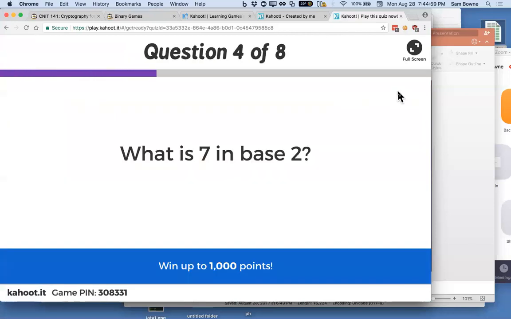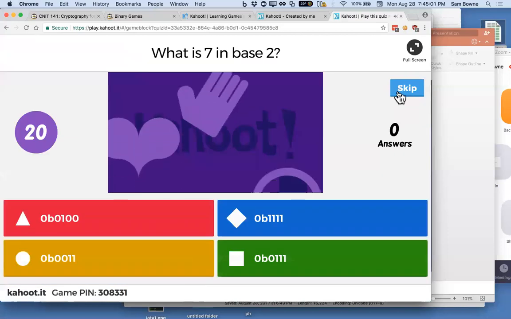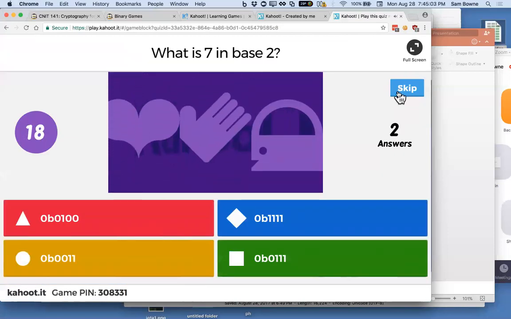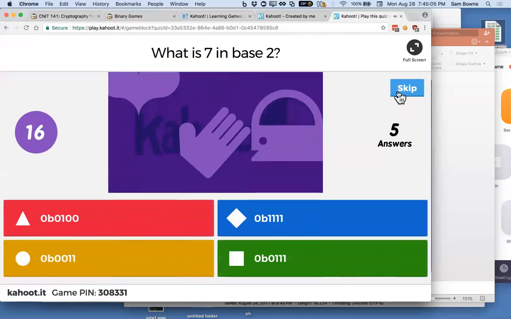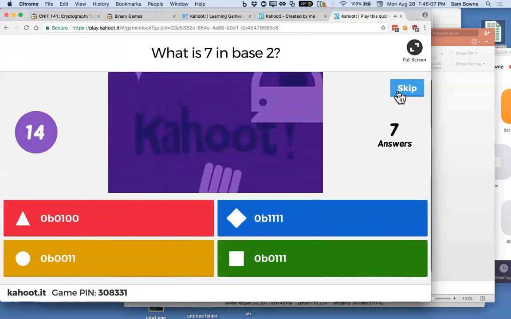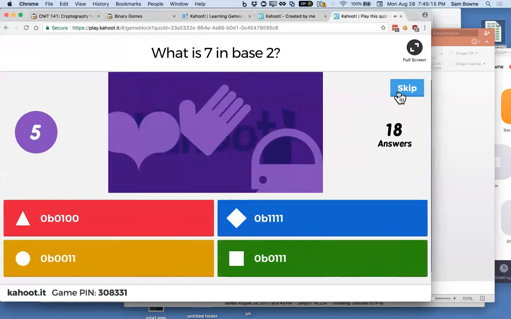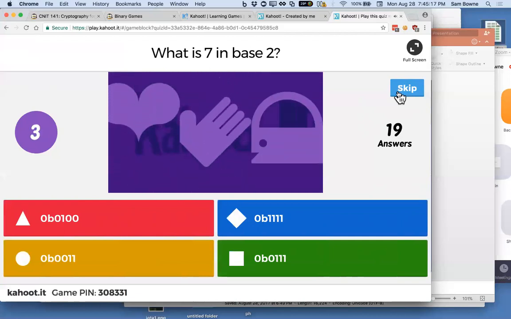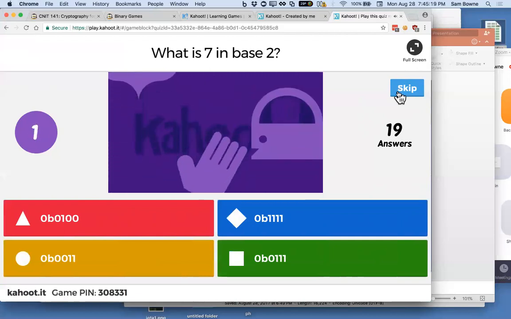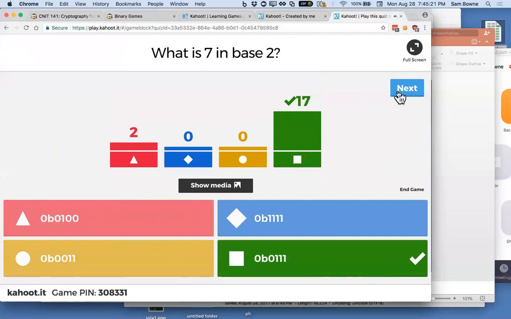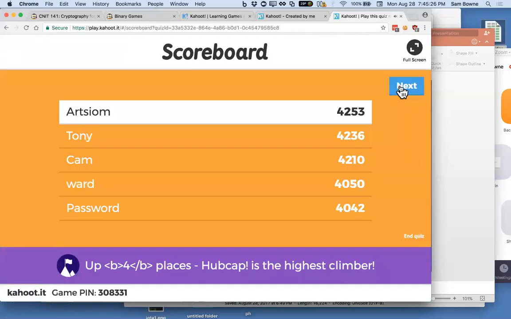What's 7 in base 2? I think they made their own music, you know. Sounds good at first, like most video games. After you've heard it 1,000 times, it's not as much fun. Anyway, that's 111 is correct. Good, we're getting there.